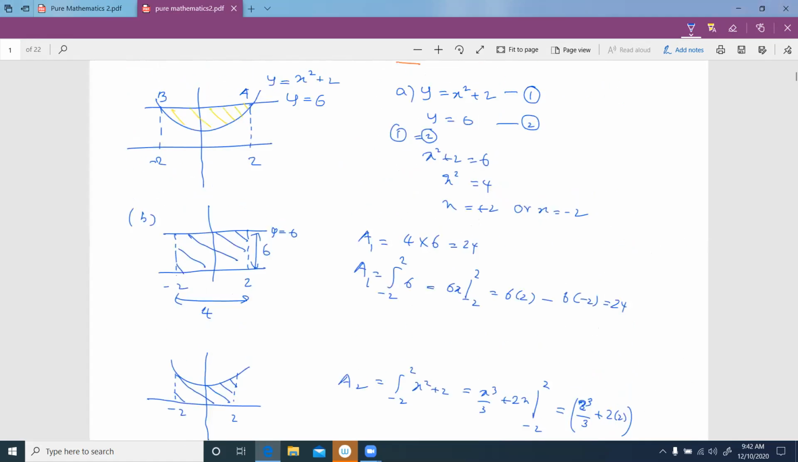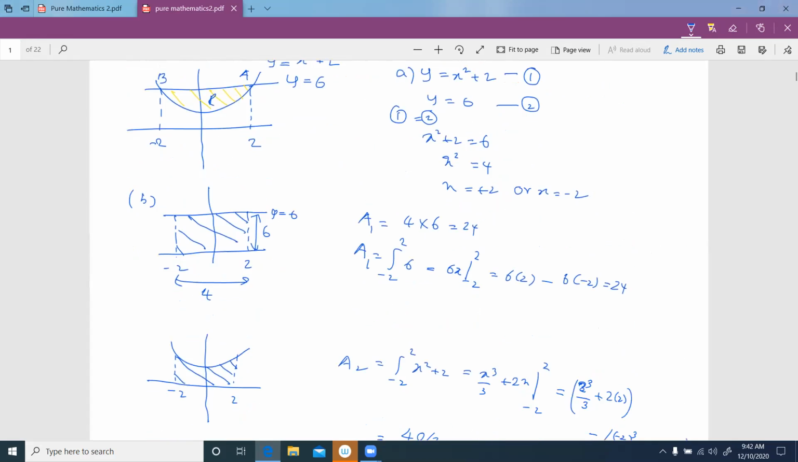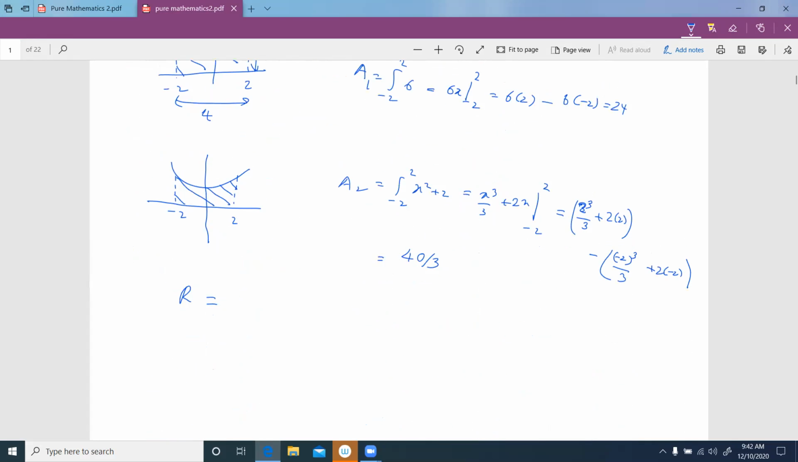You can assign any letters for this one. It's not a problem at all. So this R, you can say, is A1 minus A2. A1 is 24 minus 40 over 3. So you can get the final answer for that. That turns out to be 32 over 3.